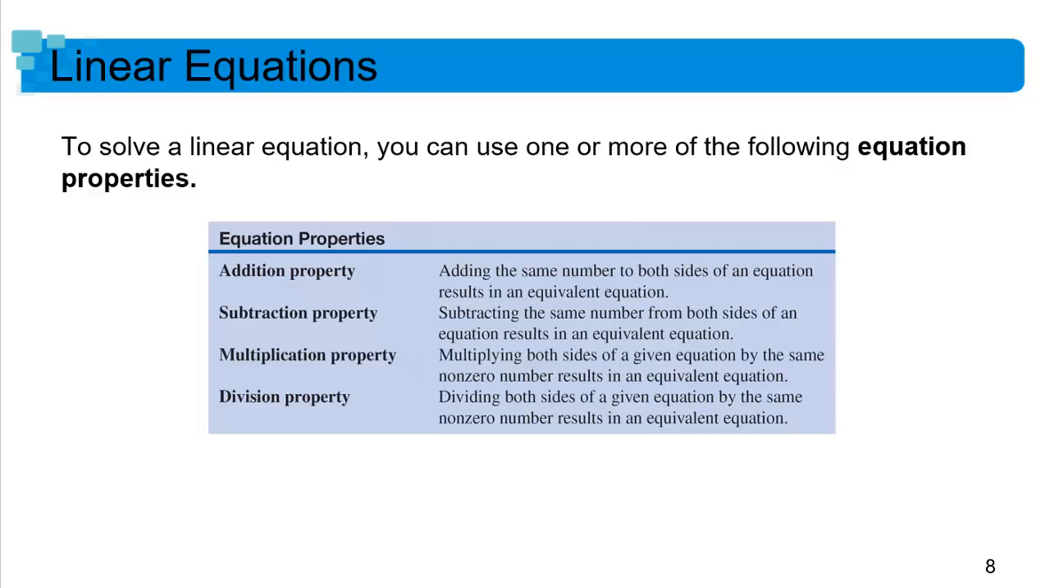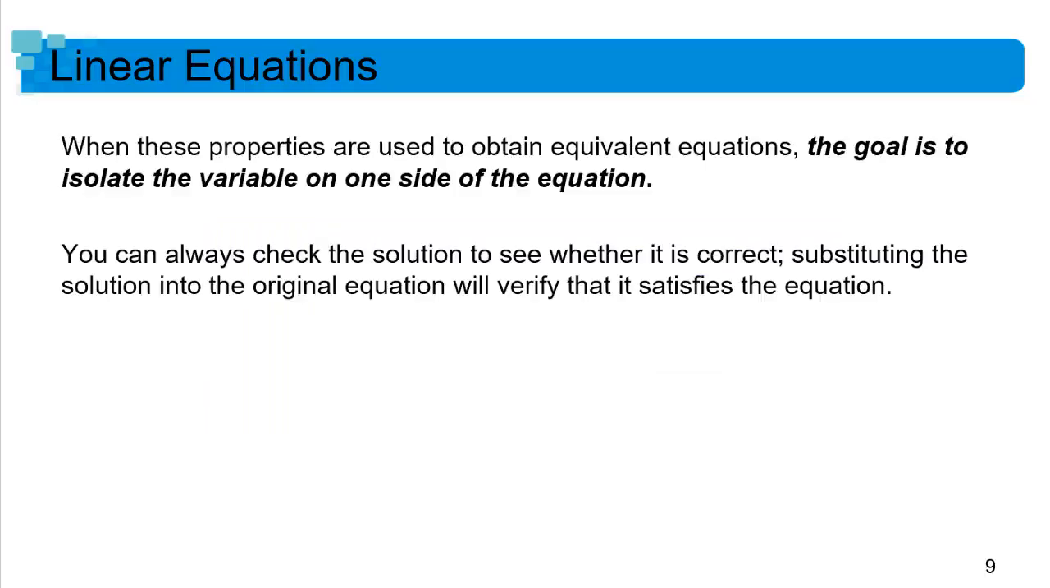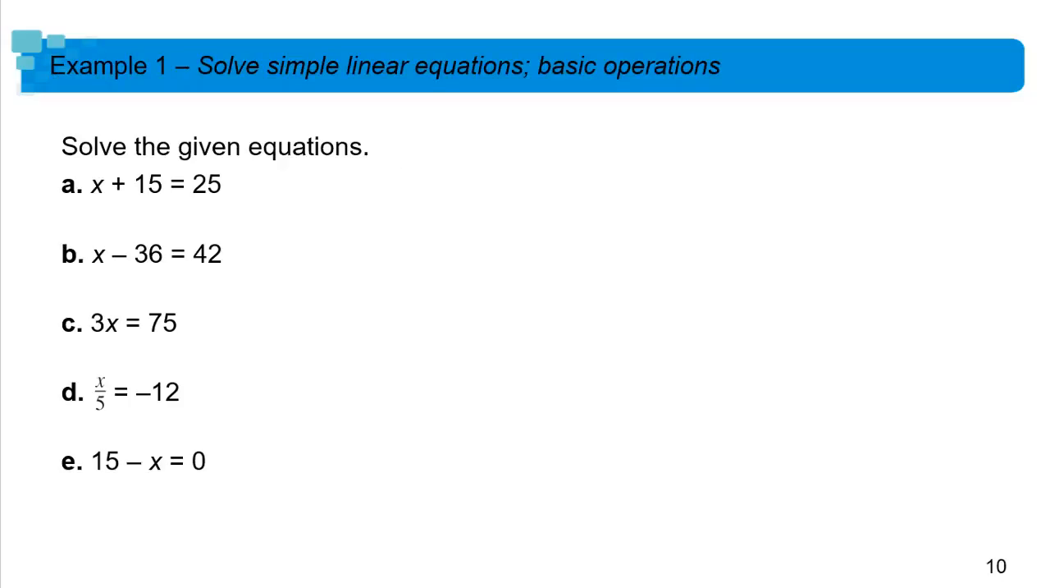Again, I'm not going to spend a lot of time. You can pause and read these. You all know what you can and can't do. The goal is to isolate one variable on one side of the equation. Don't always think it's x and don't always think it has to be on the left.